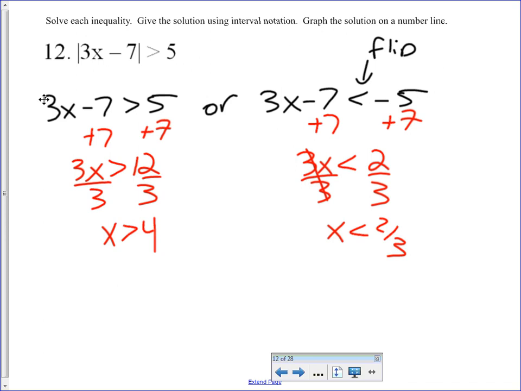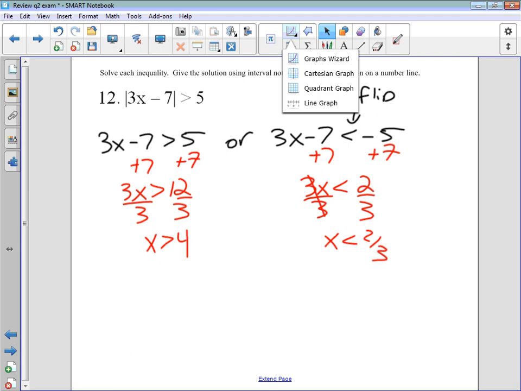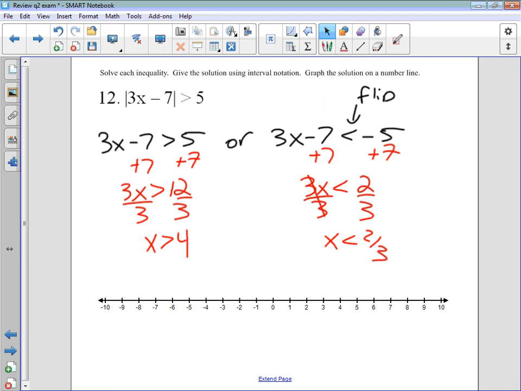It said do it on the number line and give interval notation. So here's my number line. It's going to be an open circle at 4 and an open circle at 2/3. And we'll just go ahead and write it and say 2/3. And we're going to shade down from 2/3, and we're going to shade up from 4.